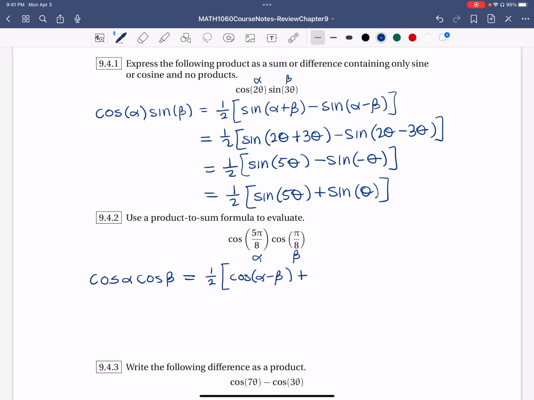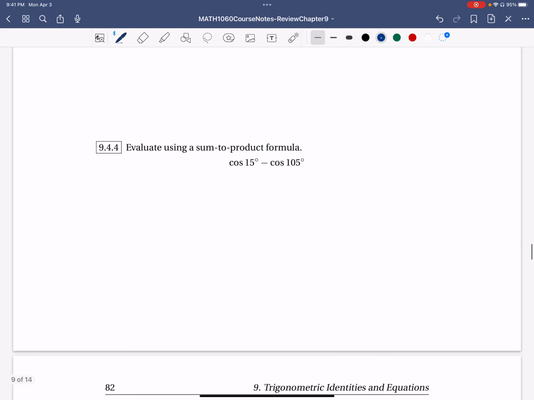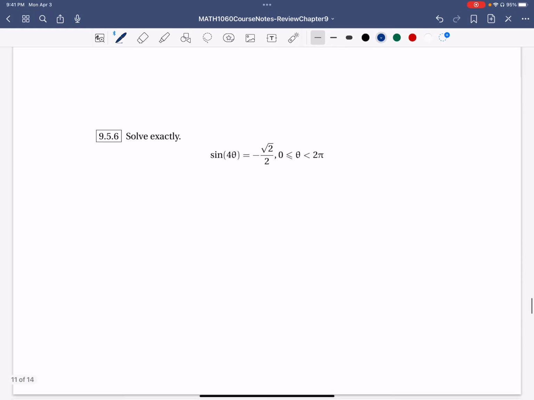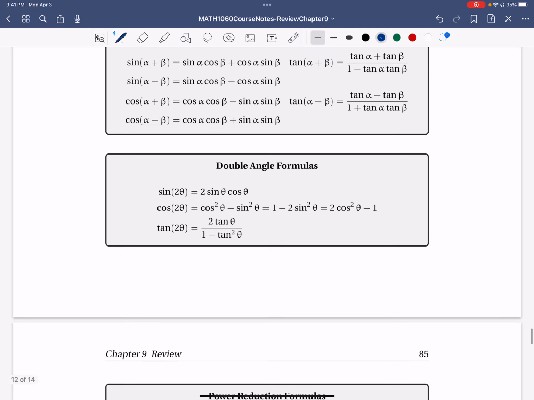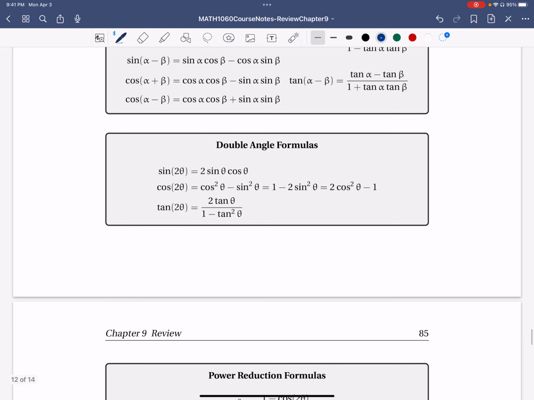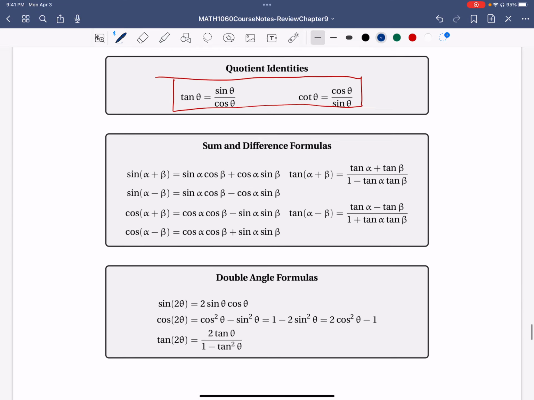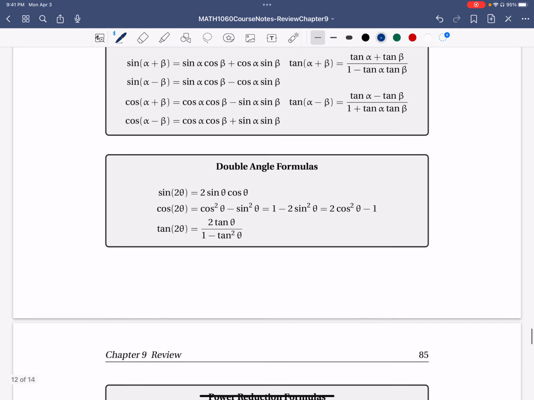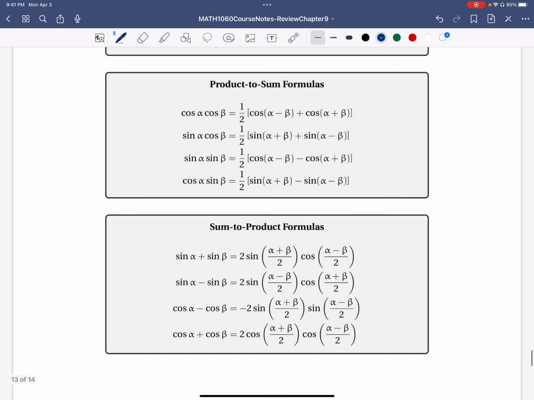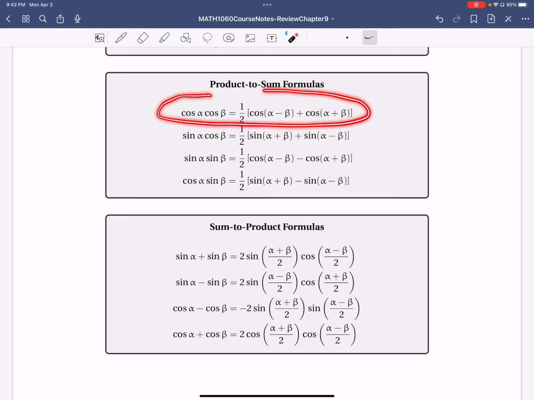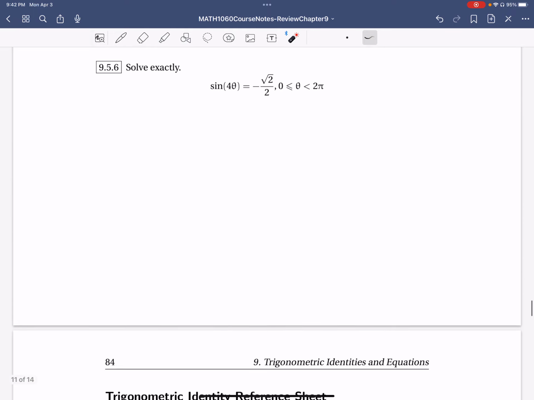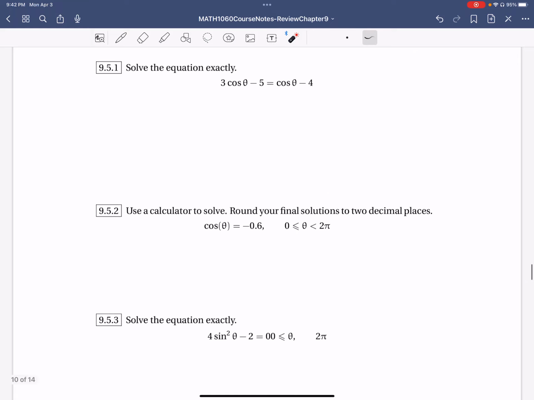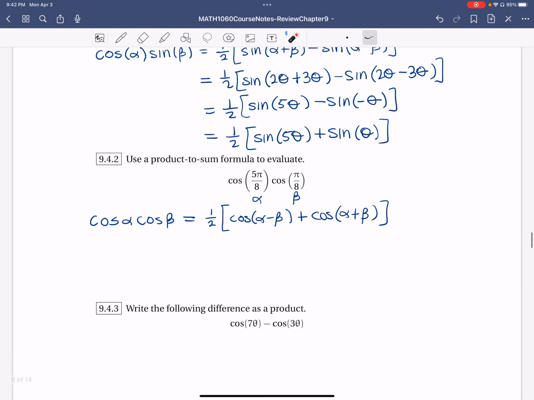And if you're not remembering where we're getting these formulas, if you just scroll down to the very bottom of this review, you'll find all of the formulas. And so right now we're using our product to sum formulas, so you'd be looking for those. Let's see, where are they? They're on the second page here. And so we just barely used this one in this second problem. And these same 2 pages are available to you when you take the test. Okay, let's continue this problem.